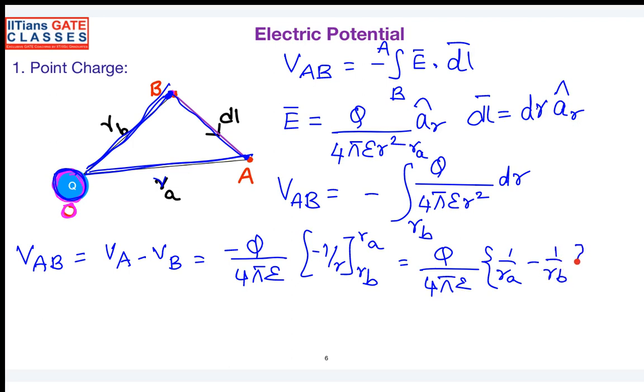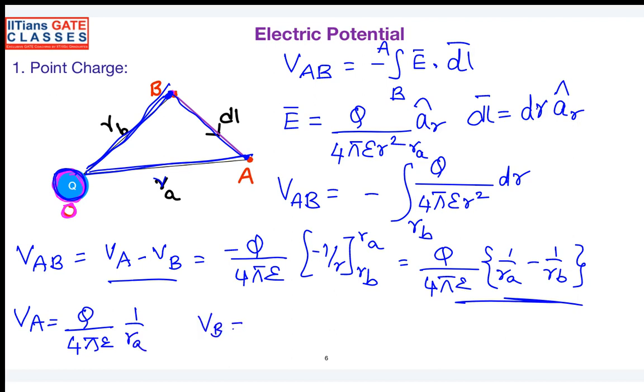You can cross check that. When you are separating it, finally what you will get? You can compare this one and this one. The potential at A is equal to q by 4 pi epsilon 1 by RA, and the potential at B is equal to q by 4 pi epsilon 1 by RB.